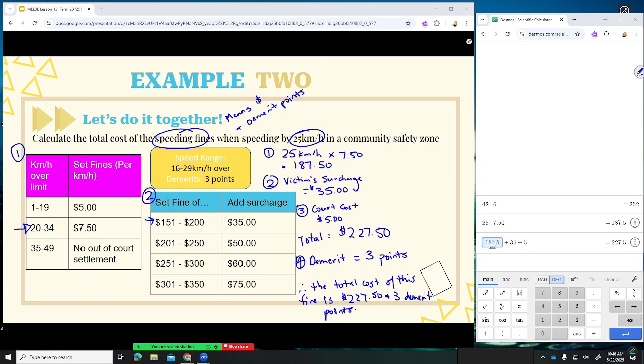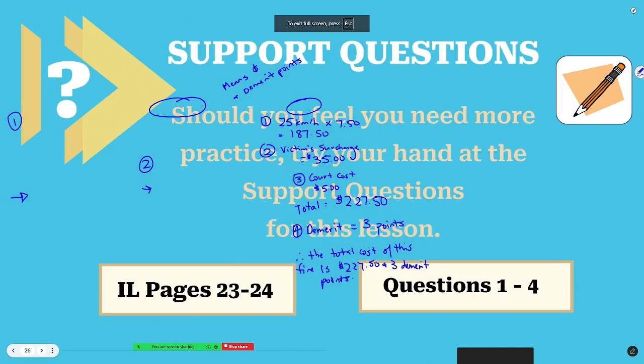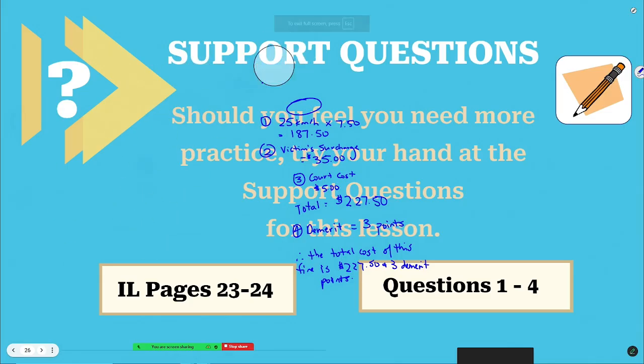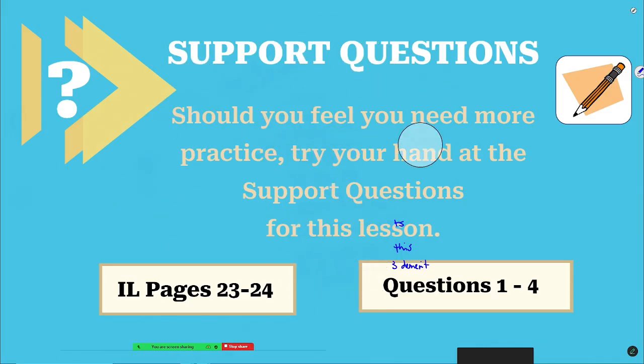We don't have enough time to get into our insurance. We will have to pick that up on Monday when we come back. If you want to practice calculating all of the speeding fines, which includes the court costs, the victim surcharge, the speeding penalties, you can go to page 28 and practice support questions 1, 2, 3, and 4. It's going to help you read through information to find the answer that you need.